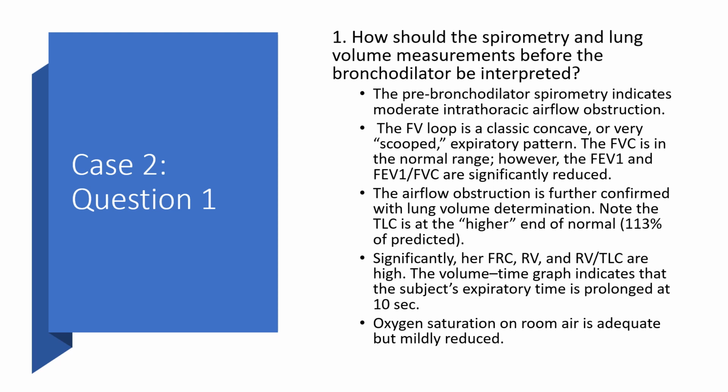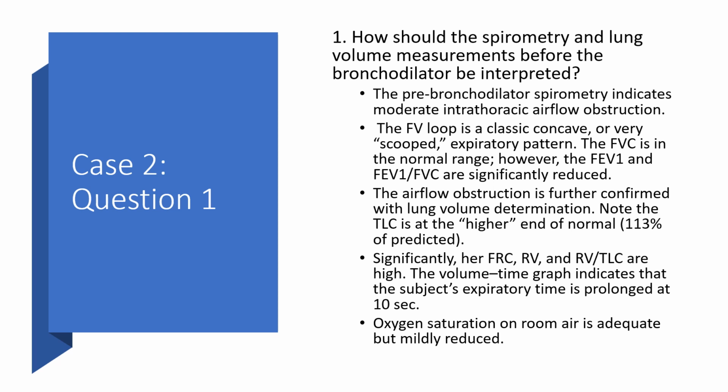So to summarize what I just said in the preceding slide, how should the spirometry and lung volume measurements before bronchodilators be interpreted? Pre-bronchodilator spirometry indicates moderate intrathoracic airflow obstruction. The flow volume loop is a classic concave, notched out, very scooped expiratory pattern, owing to the obstruction taking longer to exhale out. Forced vital capacity is normal range. However, the FEV1 to forced vital capacity ratio is significantly reduced.